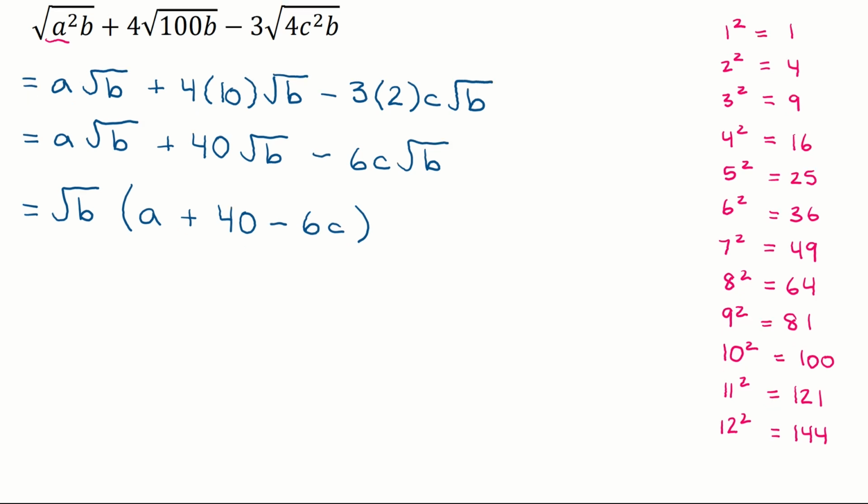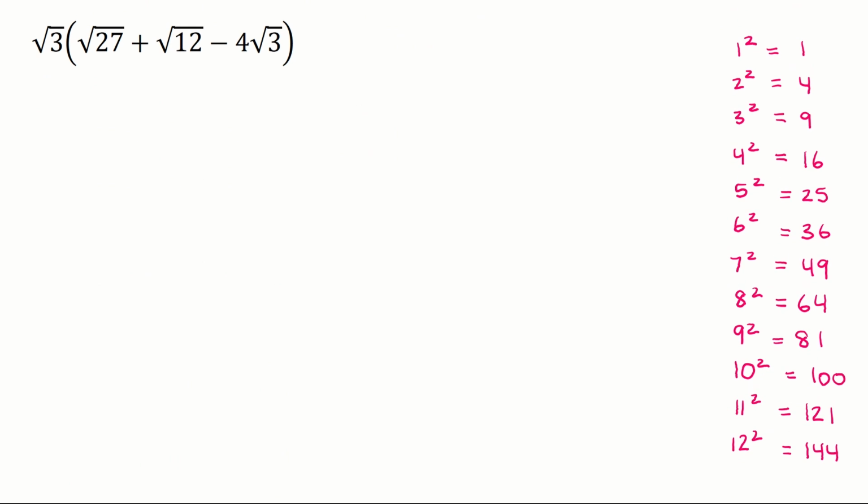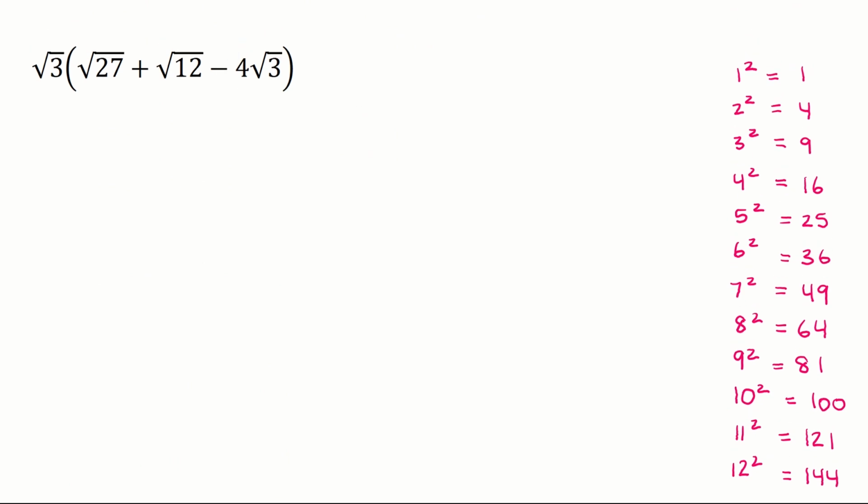Let's do another one. So in this case, what we're doing is we are expanding this. So we're going to FOIL this through, starting with root 3 multiplied by 27. Remember, when you are multiplying radicals, all you're doing is you're multiplying the numbers under the radical. So we're going 3 times 27, which works out to 81. Then we have root 3 multiplied by root 12. So 3 times 12 will give you a 36, and that's the number that's going to go under the radical.